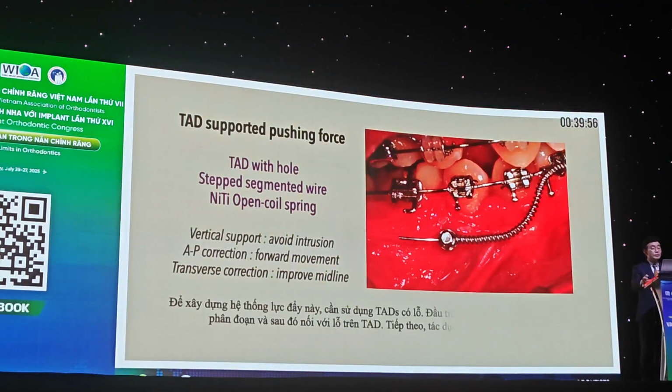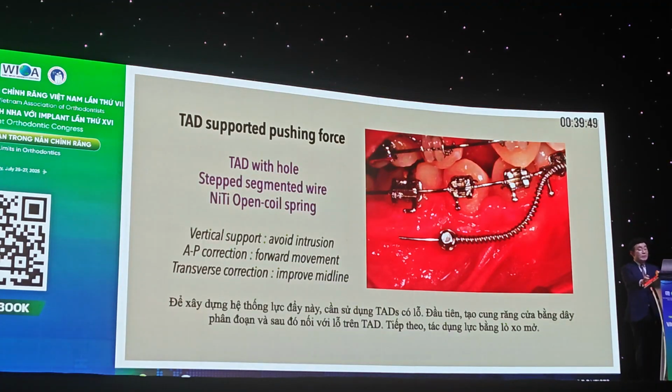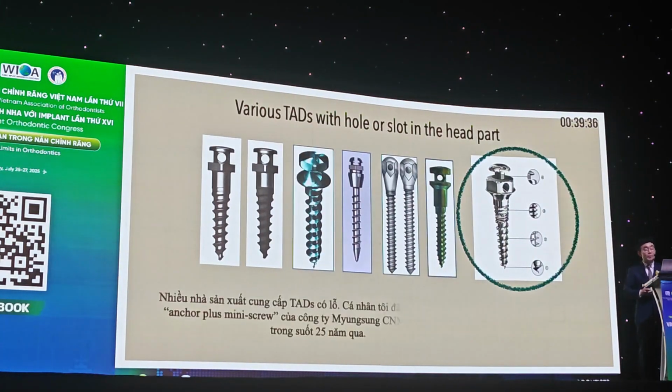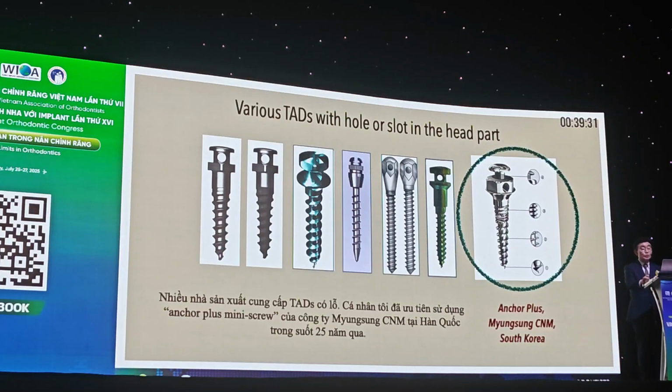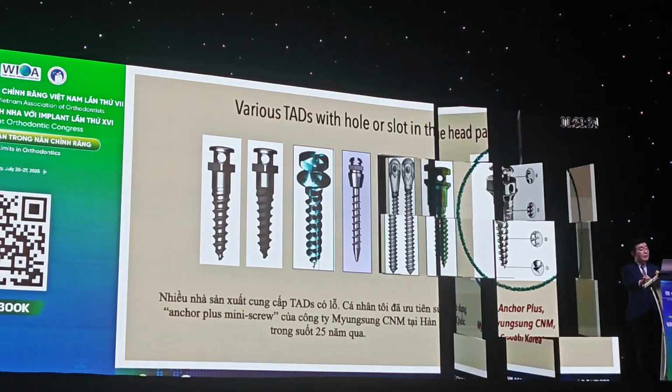To construct this pushing force system, the TAD with an aperture must be utilized. First, create the incisor arch using a segmented wire and subsequently connect it to the TAD hole. Thereafter, apply force with an open coil spring. Many manufacturers provide this TAD with a hole. Personally, I have preferred to utilize the Anchor Proximity screw from Myeongsang C&M Company in South Korea for 25 years.